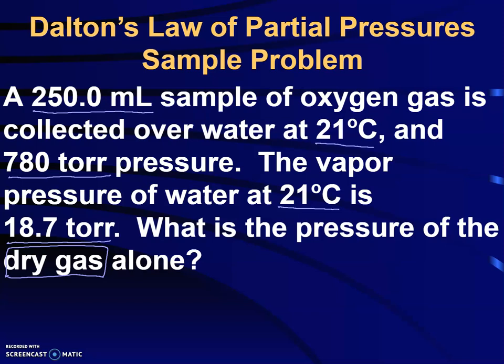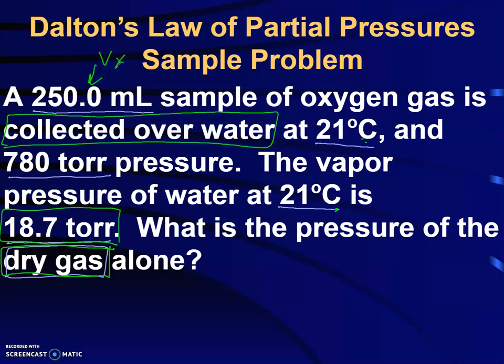So some pro tips to consider. If you see dry gas, if you see collected over water, this is a Dalton's law of partial pressure problem. It gives you two temperatures, but it's the same temperature, and that temperature is not actually used directly in the problem. That temperature is just used in order to figure out what the vapor pressure constant would be for the water. So this sample volume is not actually used either. It's just telling you that there is a sample. The information that you actually need to solve this problem is the total pressure. You need to note the vapor pressure of the water and that you are looking for the dry gas alone.